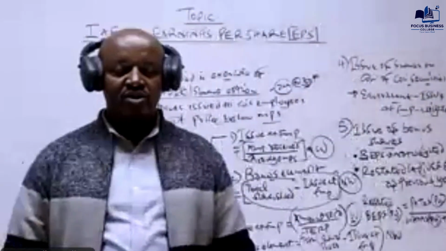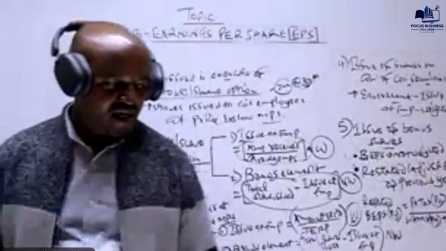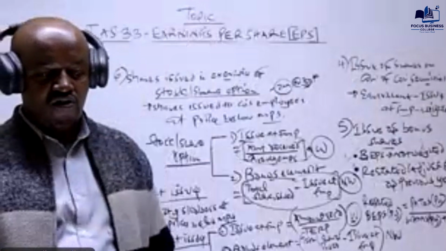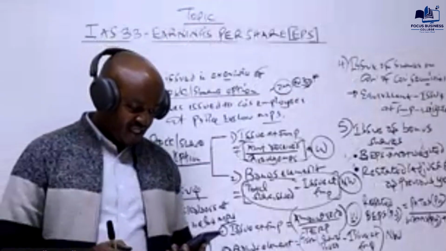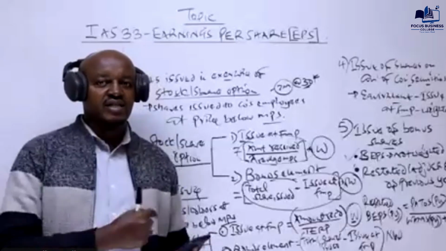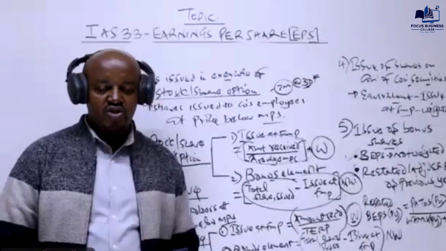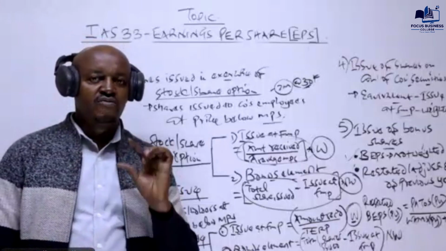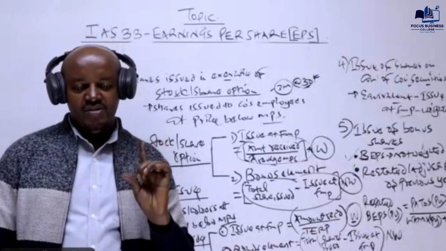And number two, we also use those particular shares in restating, or basically adjusting, the earnings per share of the previous year. So basically, that is what is important for you to note. How do we specifically treat these particular shares which have been issued by the company during the current financial year, specifically in the computation of the basic earnings per share?